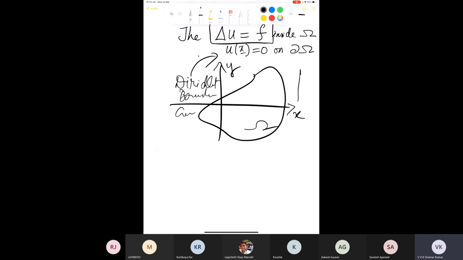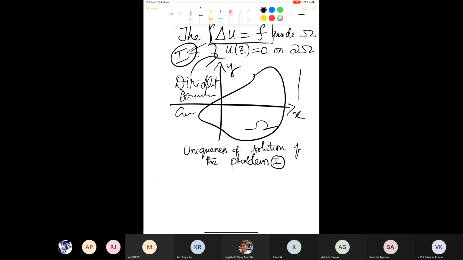So the main goal is to prove the uniqueness of the solution of problem one. This is problem one. The main thing is to prove the uniqueness. For that, we need something called the maximum principle.